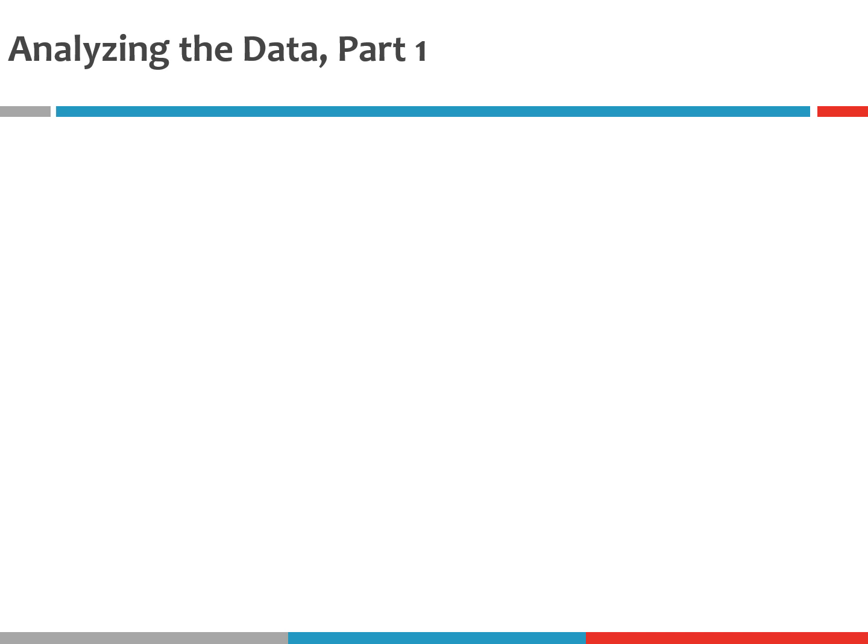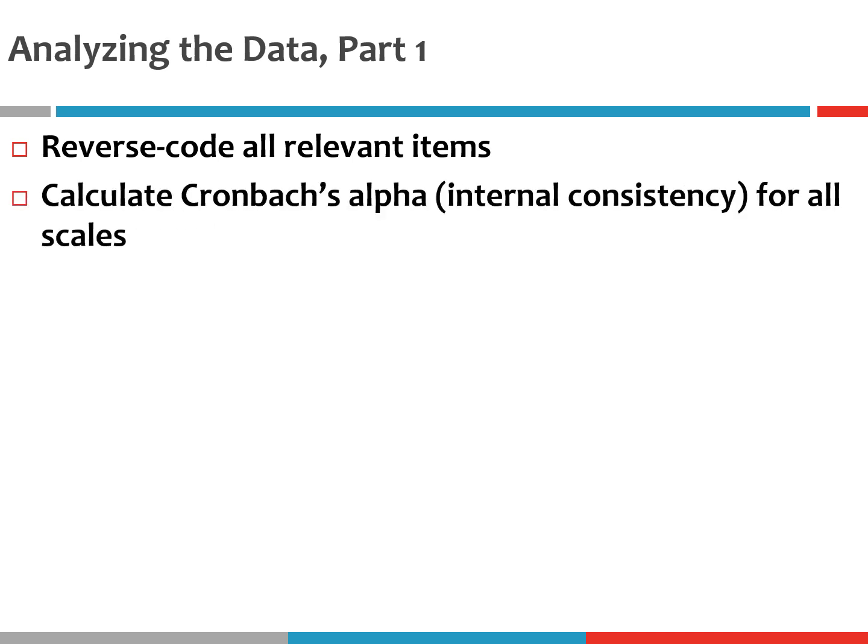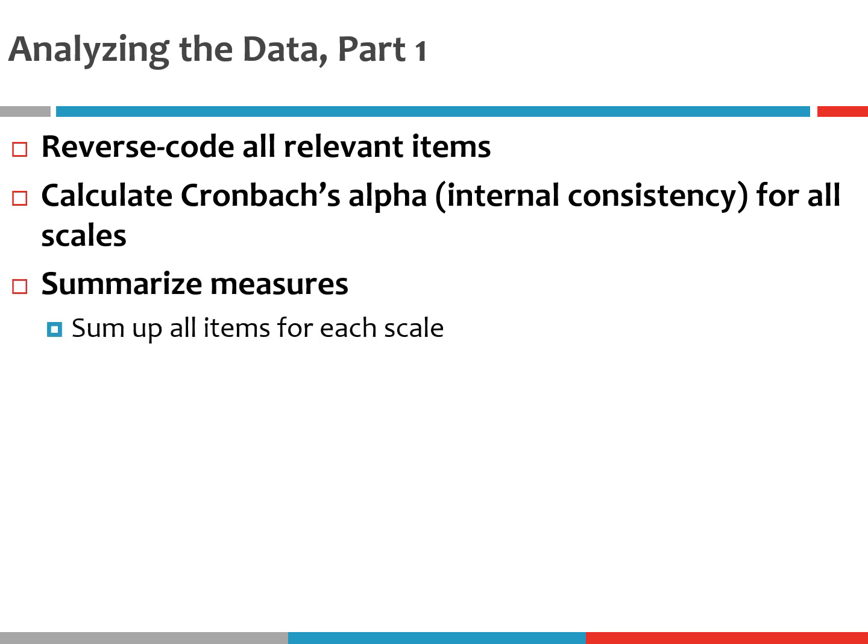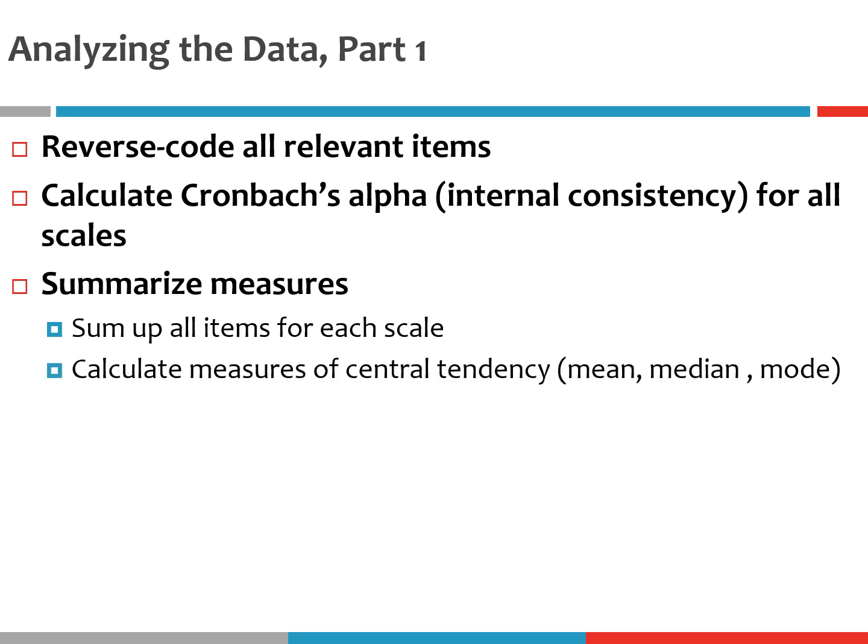Now we gathered the data, we sent out our surveys, we have our data, and we're looking to analyze the data now. We've reverse coded everything that was worded in reverse, as I mentioned previously with the Rosenberg Self-Esteem Scale. We've calculated Cronbach's alpha, internal consistency, we've come up with the summary measures, and we summed up all the scales. We have totals for all the scales, and then we can calculate things like mean, median, and mode, which is called central tendency.